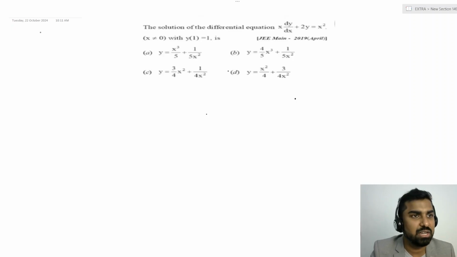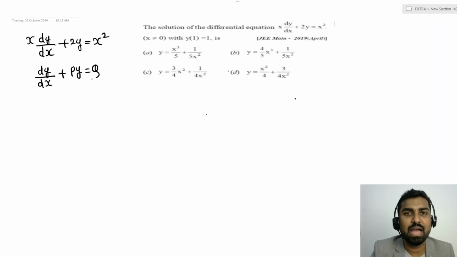The differential equation given is x into dy by dx plus 2y equal to x square. If I compare this with our standard equation dy by dx plus py equal to q, it is not in standard form, so we have to convert it into standard form. In standard form the coefficient of dy by dx is 1, but in this question it is x. So simply divide the complete equation by x.